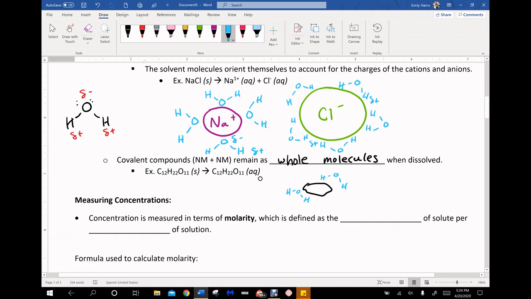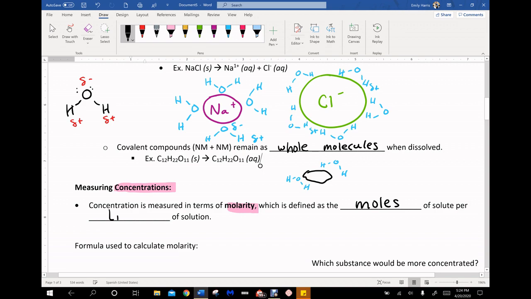Now, it's sometimes helpful to know how much stuff you've actually been able to dissolve in your solution. That's where this idea of concentration comes in. Concentration is measured in terms of something called molarity. The way that's defined is it takes the moles of solute per liters of solution.